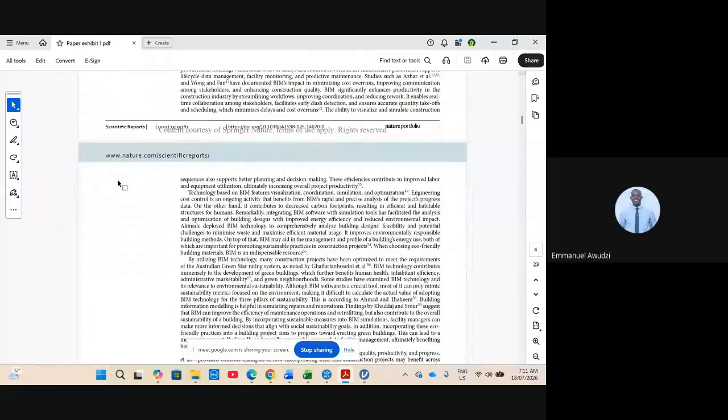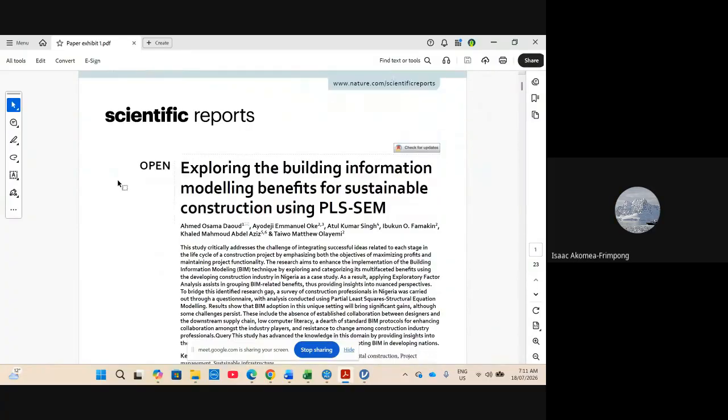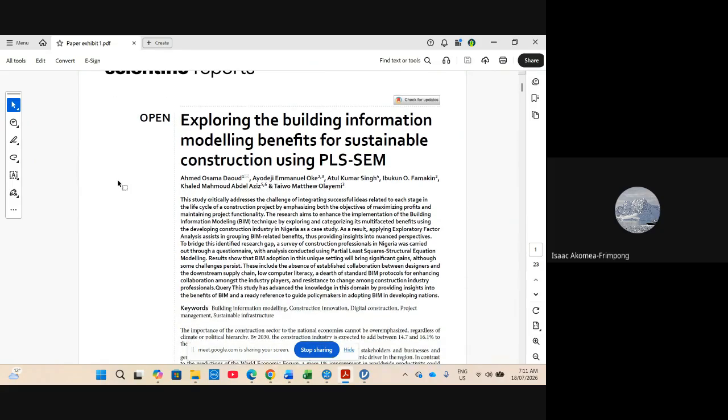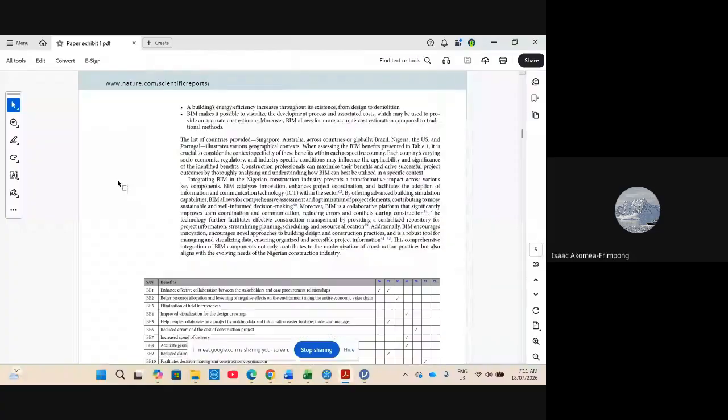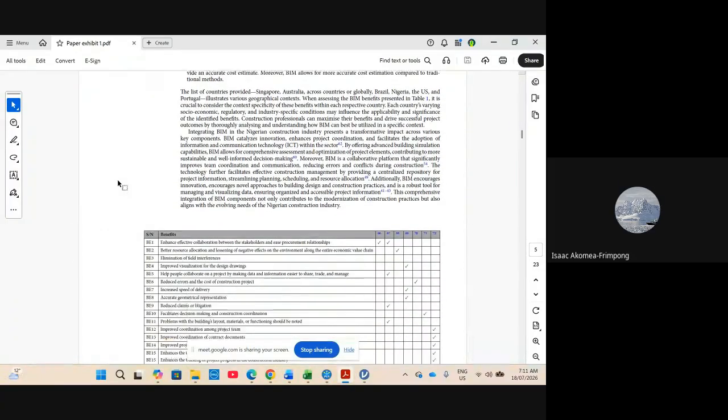Can you go to the title for us? I'll share the papers with everyone. Don't worry about that. Once we are done, I'm going to share it with everyone. All these papers are going to be shared. This paper was published in a very top tier journal, because Nature and Scientific Reports publish very, very high tier journal articles. So I'll share. Okay, so that's the first one.